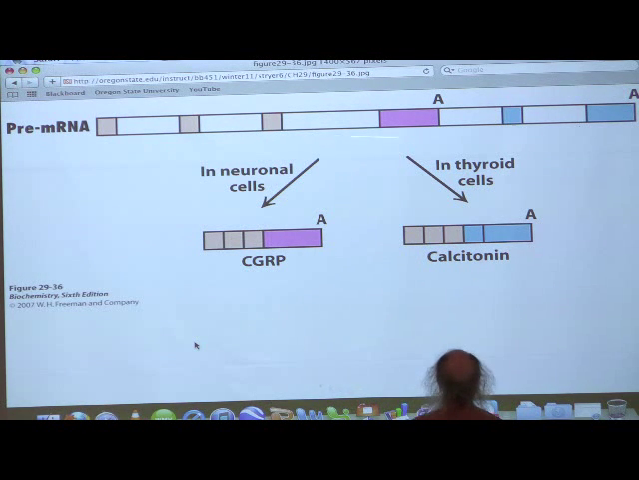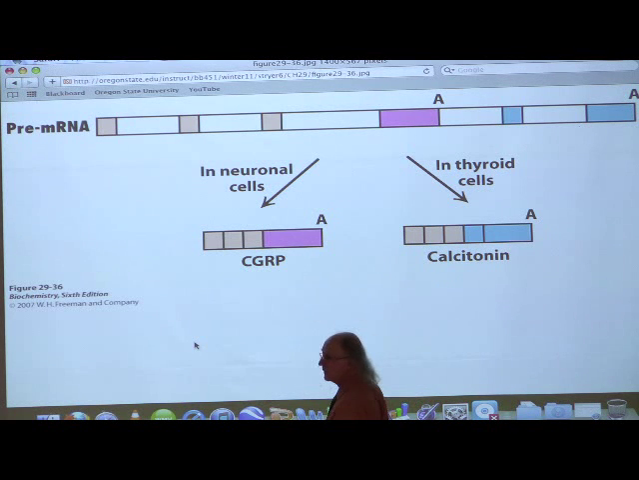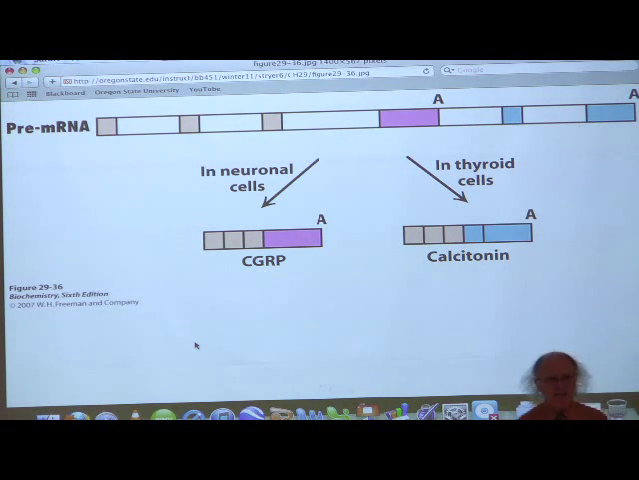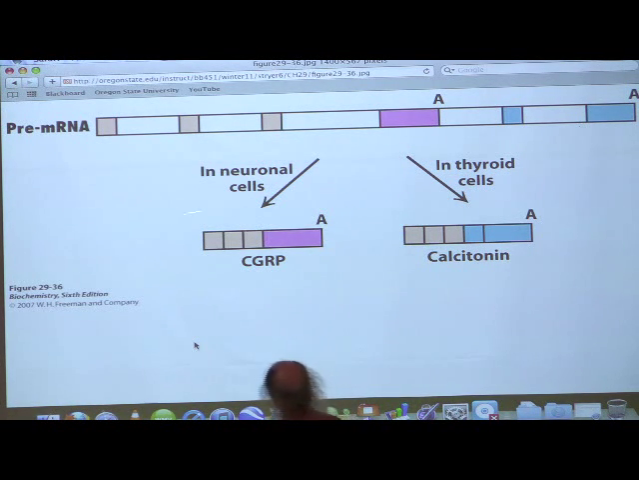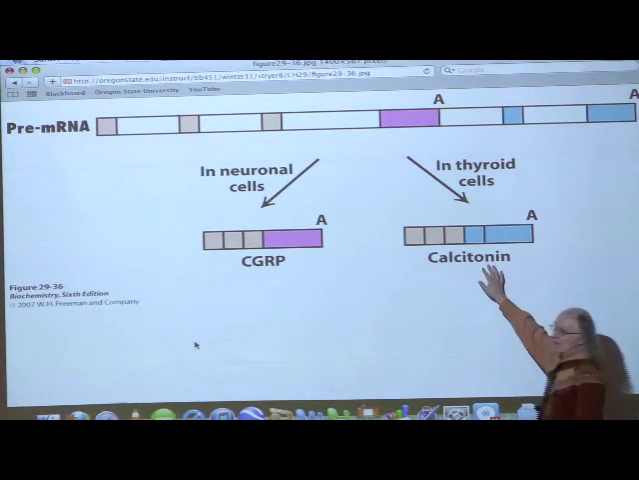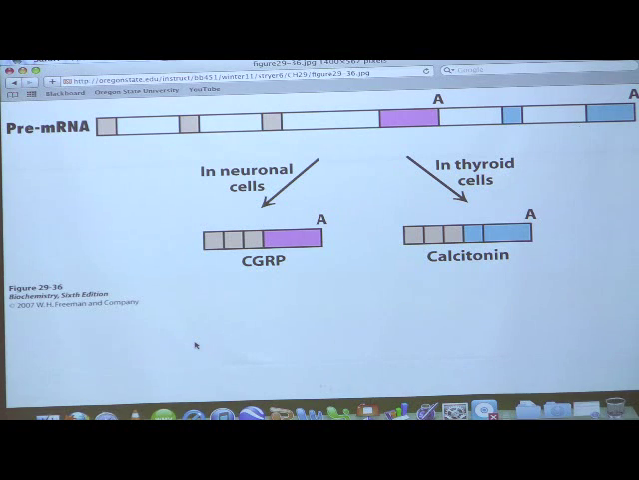Here's an example of a pre-messenger RNA. That is, it's unspliced. And it has some exons, or possible exons, located on here. This is a very simple example where we could have 1, 2, 3 exons. We have a pink exon that appears here, and we have 2 blue exons. Cells have different splicing apparatuses in different tissues. So that in some cases, like in this case shown here, in neuronal cells, one version of this protein can be made. In thyroid cells, a different version of the same protein can be made.